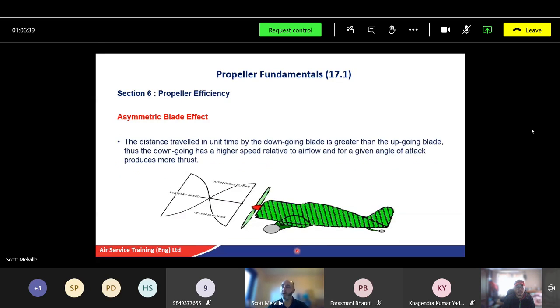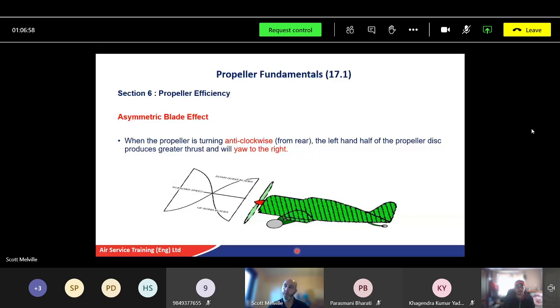So the distance travelled in unit time by the downgoing blade is greater than that of the upgoing blade, and therefore the downgoing blade has a higher speed relative to the airflow for a given angle of attack. Therefore, it's going to produce more thrust. So we produce more thrust on one side, which will make the aircraft move in the opposite direction. In this example, the propeller is turning anti-clockwise. If you're sat in the cockpit looking forward to the propeller, the left hand of the propeller disc produces greater thrust, and that will make it yaw to the right.